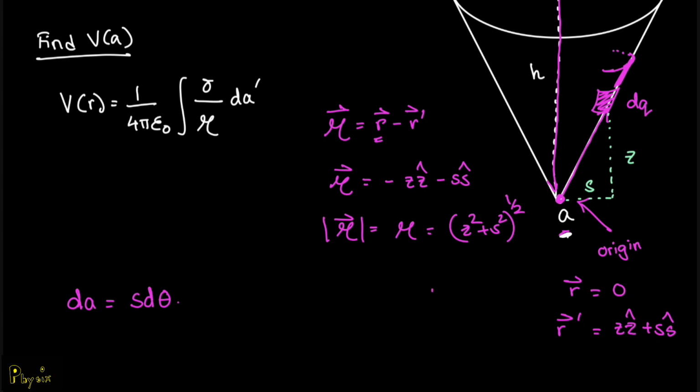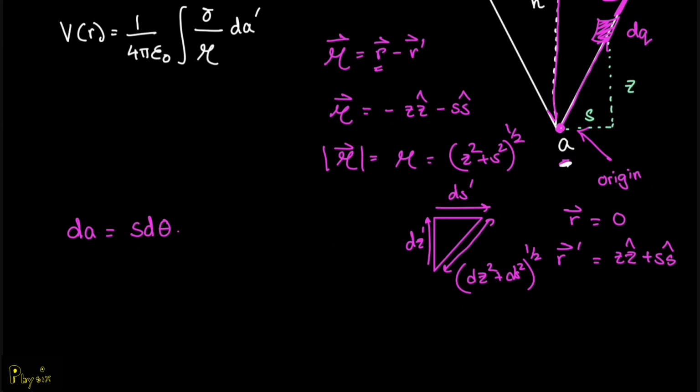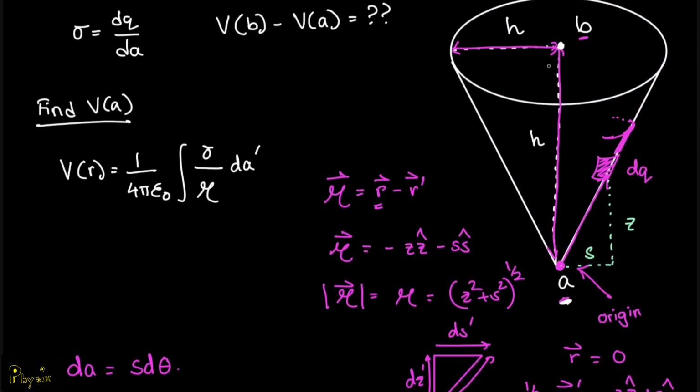If you draw the triangle, we are trying to find out what this distance is. You go dz prime up in this way and ds prime radially outwards. So this distance over here is basically (dz squared plus ds squared) raised to the power 1/2. Now, as you can see, this triangle formed over here is similar to this triangle over here. I'm referring to this triangle, which is basically the same as this one.